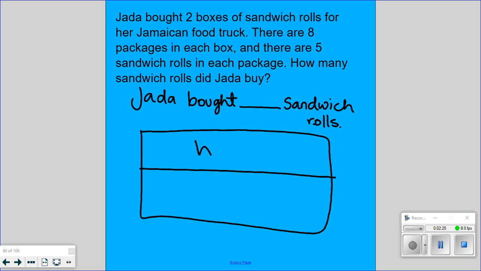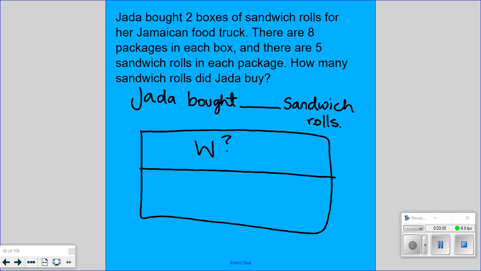I always start with my whole or total because I can just look in my problem and see if it tells me. You guys already told me that it didn't tell me my total. So I'm going to put a question mark there. I don't know my total or my whole. But I've got a lot of groups of rolls happening. I've got boxes, I've got packages, and I've got rolls. There's a lot happening.